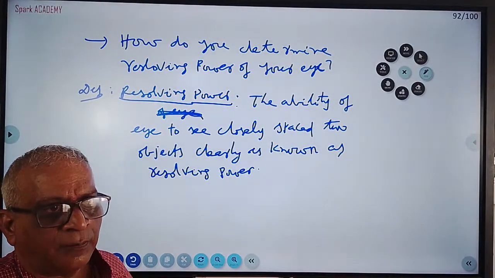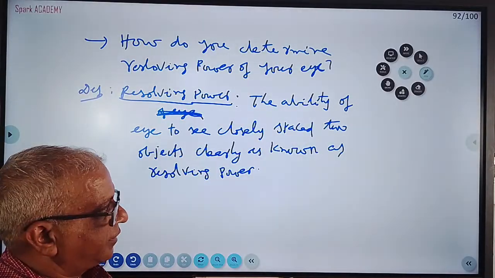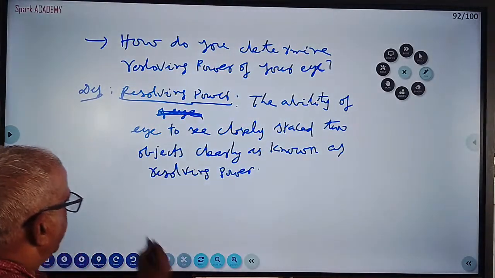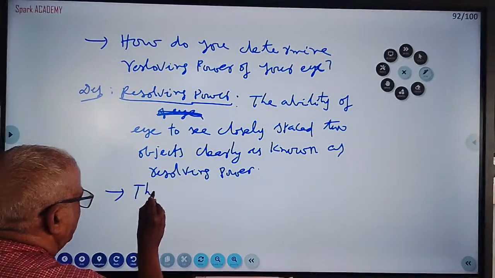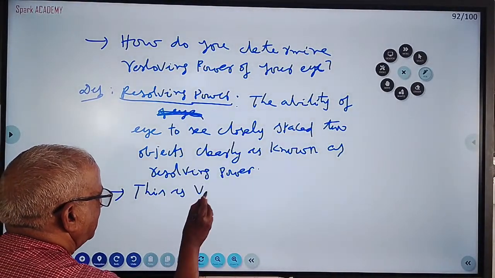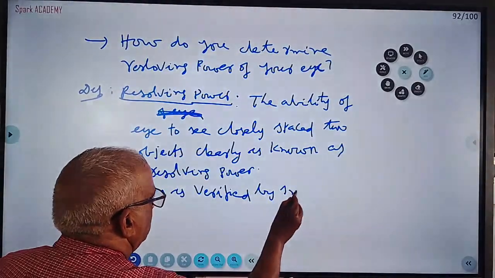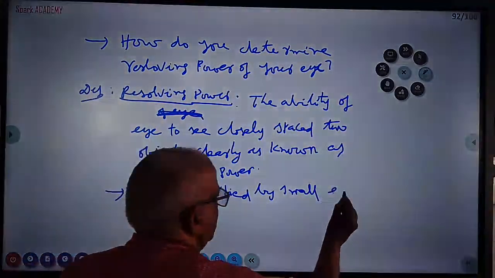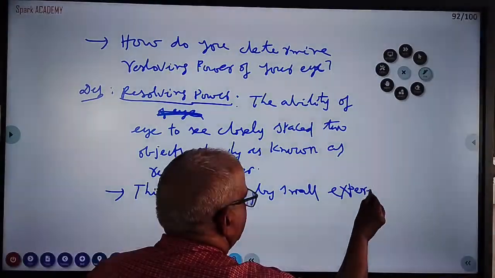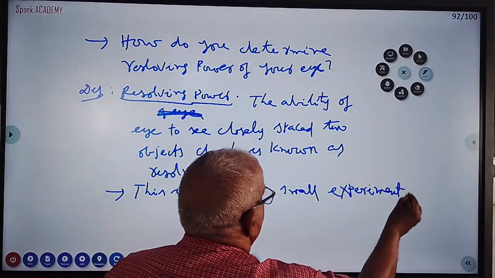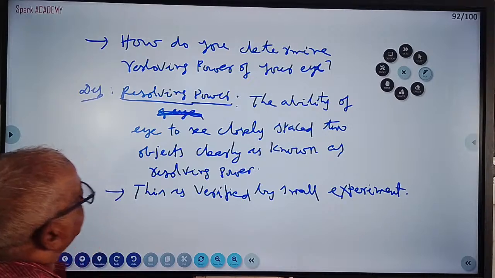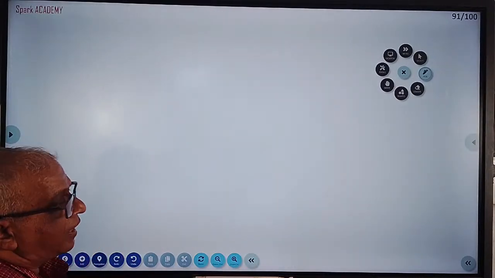So what is the resolving power? How to estimate this one? This is verified by a small experiment. What is that experiment? We are showing it on the next page. I am showing the experiment.